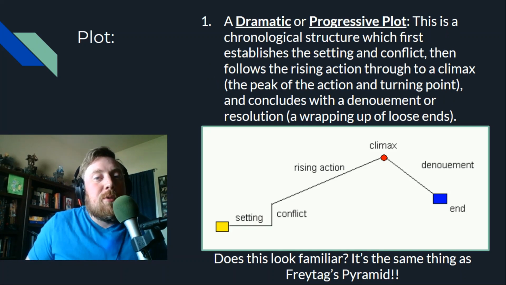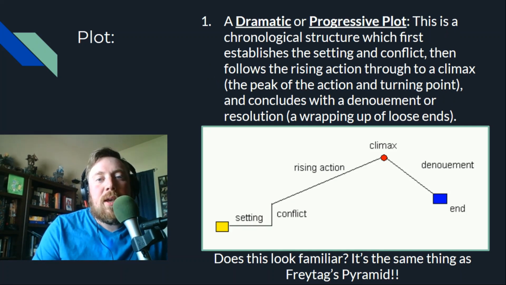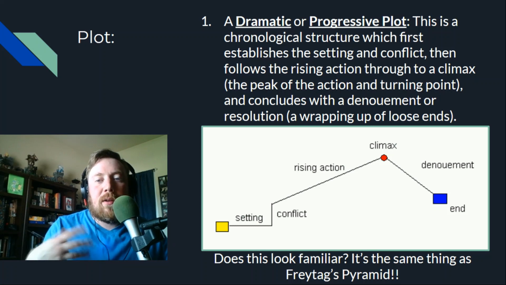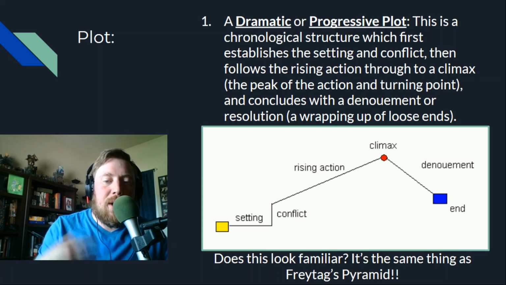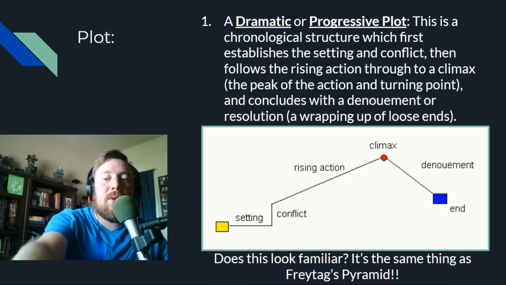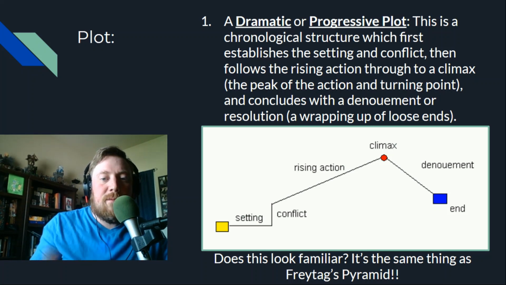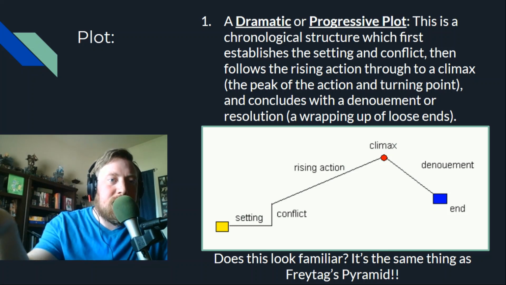The first one is a dramatic or a progressive plot. This is a chronological structure which first establishes the setting and the conflict, and then follows the rising action through to a climax, and then it concludes with a denouement or resolution and a wrapping up of loose ends. And I have it right here. Does this look familiar? Because it's the same thing as Freytag's Pyramid. Okay, Freytag's Pyramid is a dramatic or a progressive plot.